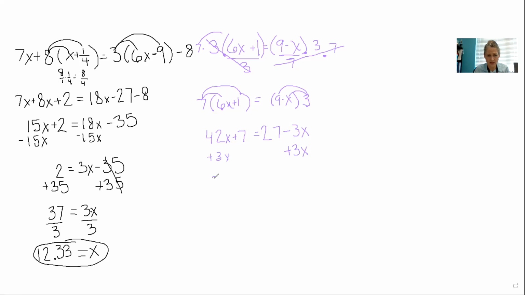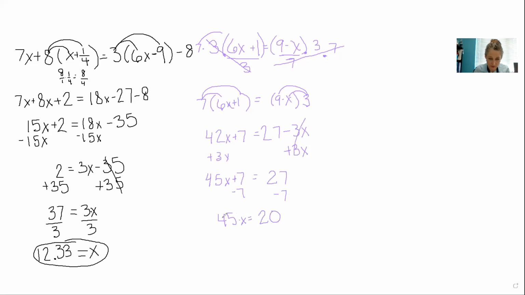So 42 plus 3 is, oh, not 3. I can do math. 42 plus 3 is 45x plus 7 equals 27. These guys went away. So I've got a plus 7 here. The opposite of plus 7 is minus 7. So I'm going to subtract 7 from both sides. So I have 45x equals 20. So now I have a 45 times x.